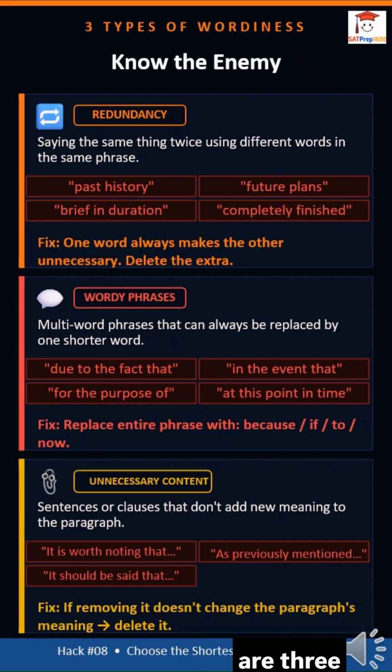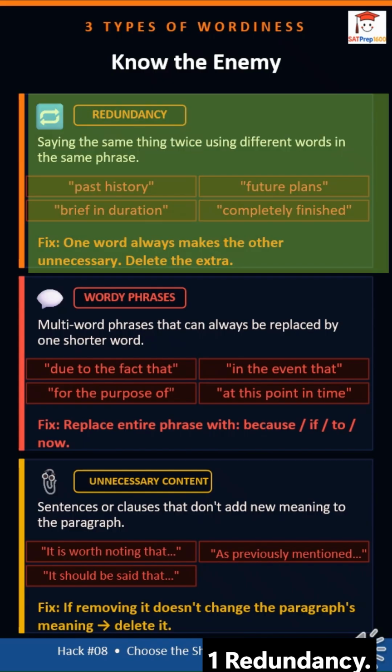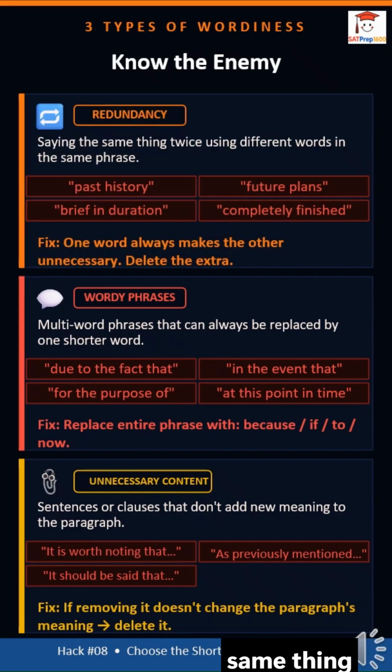There are 3 types of wordiness on the SAT writing section. Type 1. Redundancy. Saying the same thing twice. Past history. Future plans. Completely finished. One word always makes the other unnecessary. Delete the extra word.